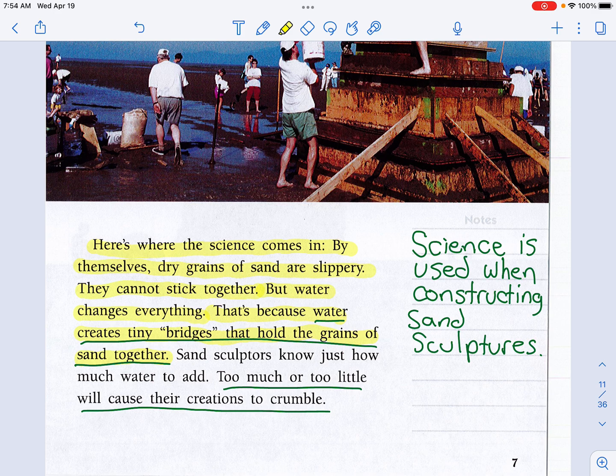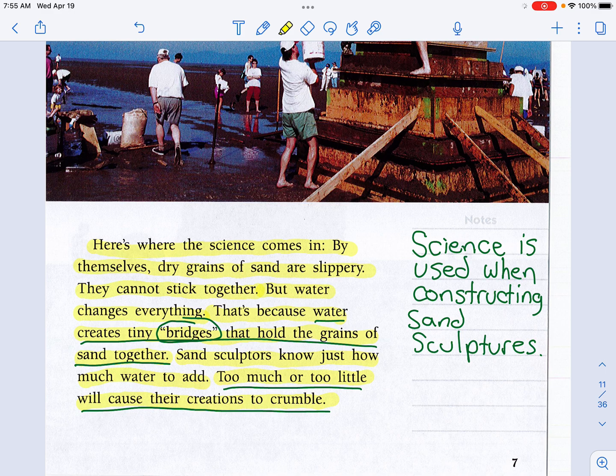So now I see why the author put the word bridges in parentheses right over here. Because she went on to tell us that it holds the grains of sand together, and bridges do that with roads as well. Let's continue on. Sand sculptors know just how much water to add. Too much or too little will cause their creations to crumble.